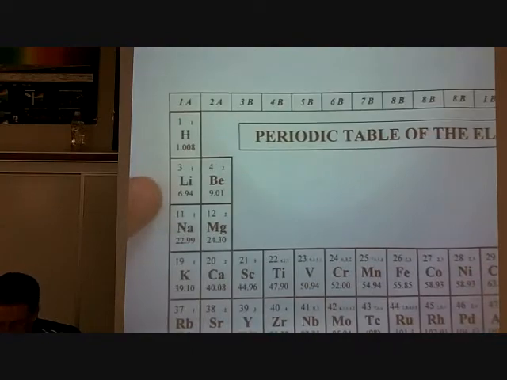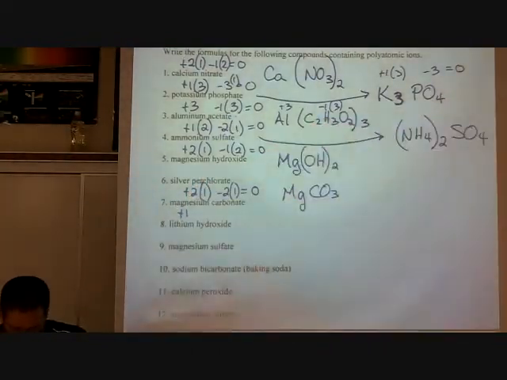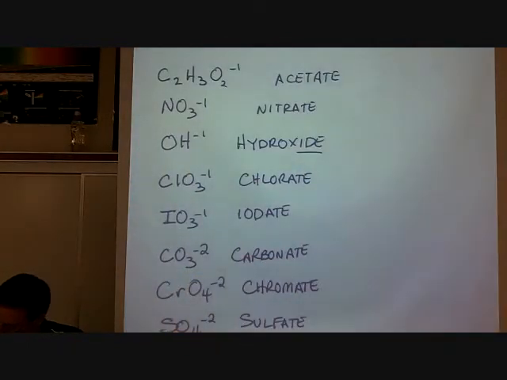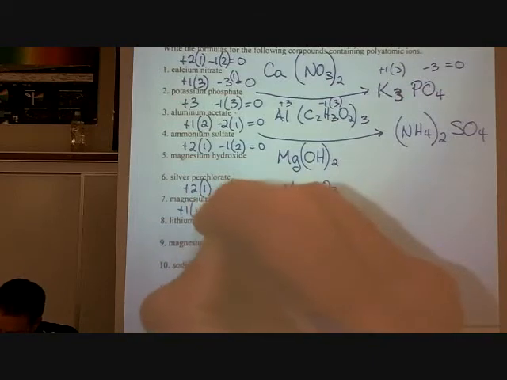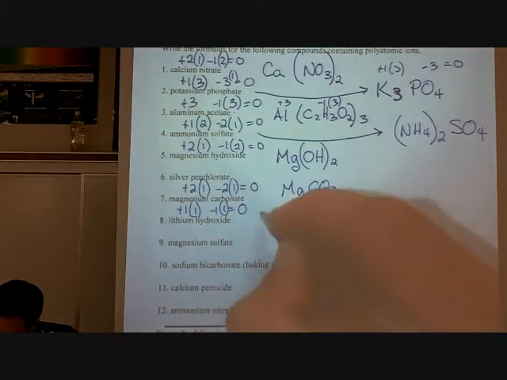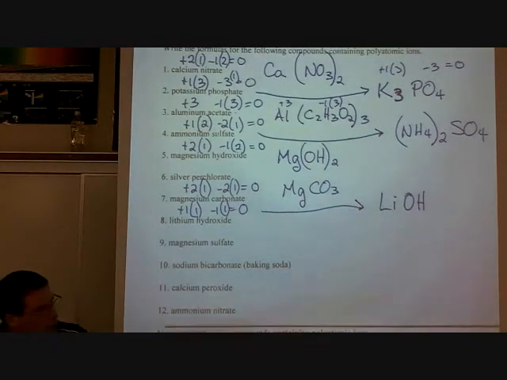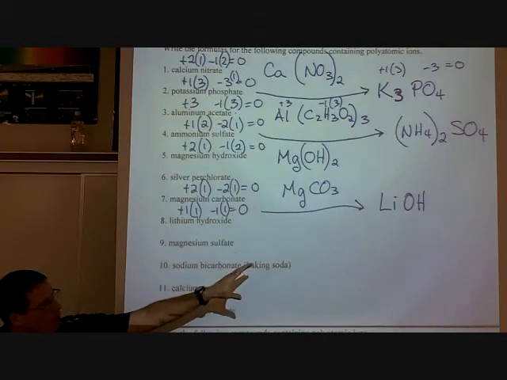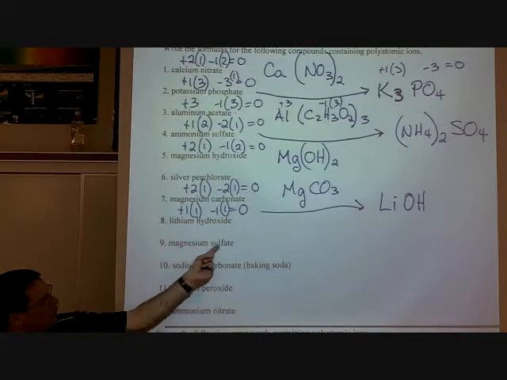Lithium, again, has a +1 charge because it's in group 1A, so +1. Hydroxide, again, is our -1 charged polyatomic there. So it has a -1, which makes it very nice, because that means we only need one of those and one of those. So here we have LiOH. You're done. Don't do any more to that. No parentheses. It's a +1, -1, so it's beautiful as written. All right, magnesium sulfate.